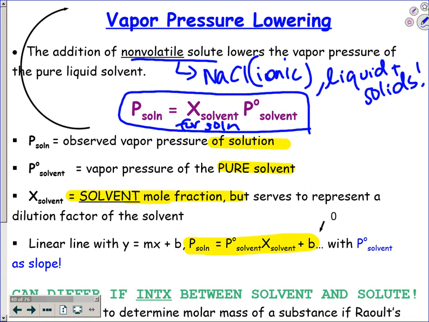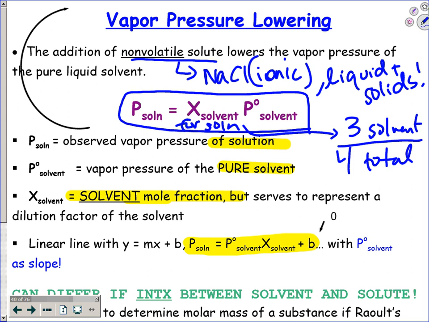So if I've got 4 parts overall, 1 part solute, 3 parts solvent, let's call that mole fraction. You'd have 3 parts of solvent over 4 parts total, and so your mole fraction would be 75% or 0.75. So you'd have to find the mole fraction of the solvent to say how much solvent do I have remaining, like proportionally, multiply it by the pure solvent's pressure, and you get the new solution's partial pressure.